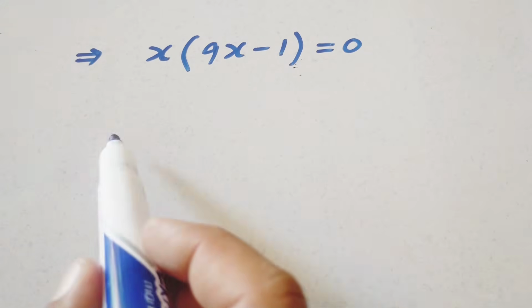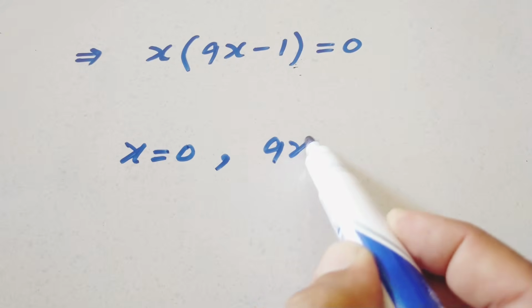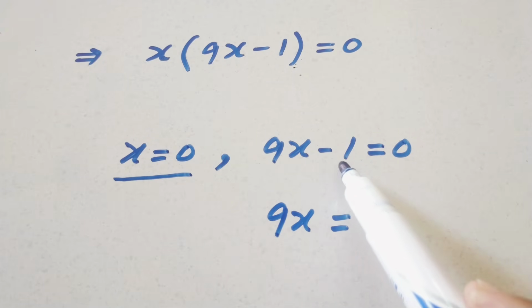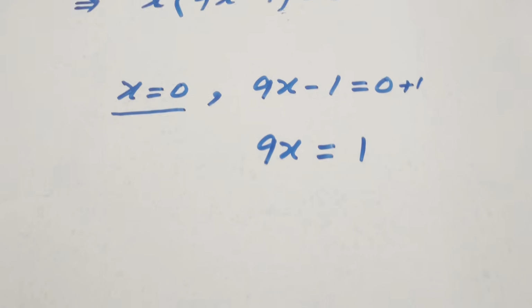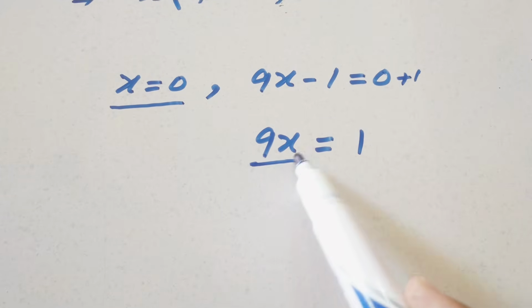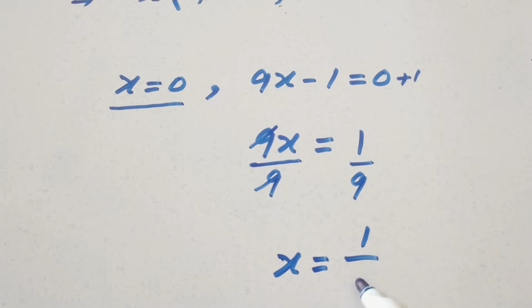Now by using the zero product rule we get x is equal to 0 and 9x minus 1 is equal to 0. This is the first value of x. Here we get 9x is equal to, when we moved 1 from the left hand side to the right hand side, this will become positive 1. So by adding 0 plus 1 we get 1. Now we have 9x is equal to 1, but we are interested to find out the value of x. So dividing both sides by 9, this 9 and 9 cancel out each other. Here x is equal to 1 by 9.